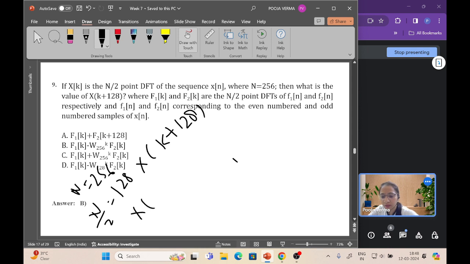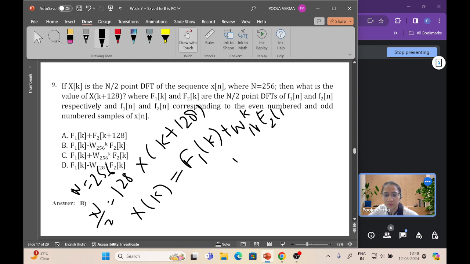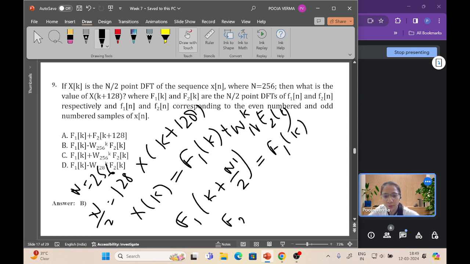Already we have solved that X(k) is equal to F1(k) plus W_N^k F2(k), and we also know that F1(k) and F2(k) are periodic with N by 2. So F1(k + N/2) equals F1(k), and F2(k + N/2) equals F2(k). F1(k) and F2(k) follow the periodicity property, right?